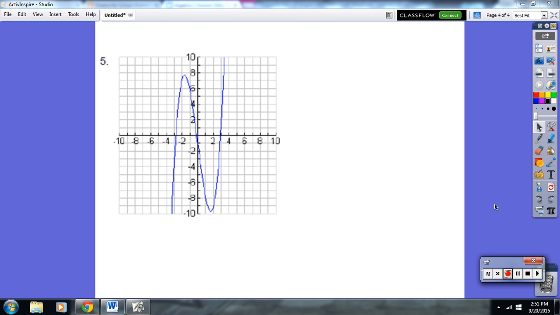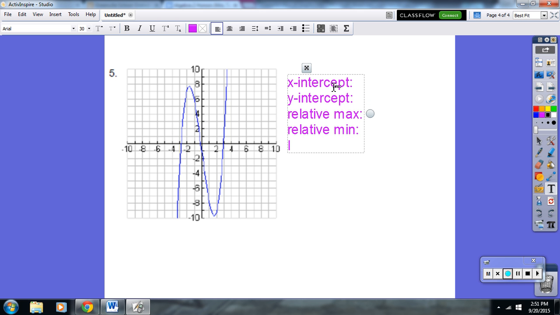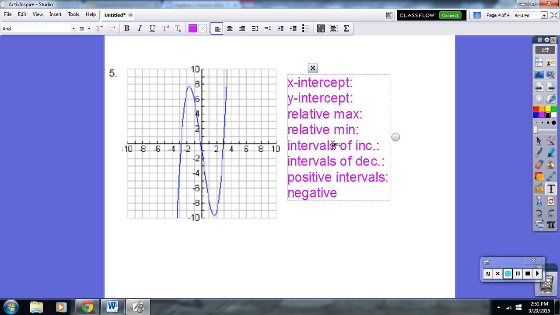The characteristics we're going to go over are the x-intercept, the y-intercept, your relative max, relative min, that's maximum and minimum, and then my interval of increase, or intervals, it could be multiples, and then intervals of decrease, and your intervals, let's say positive intervals, and your negative intervals.